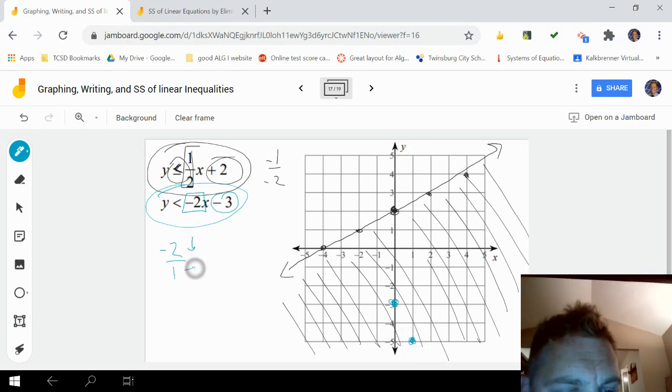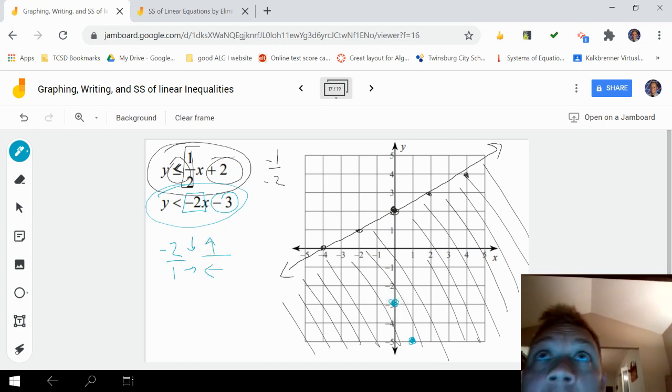So now I'm going to do the opposite. I'm going to go up and I'm going to go left. Go up 2, start at that first point, go up 2, left 1, up 2, left 1. There's the point of intersection. Up 2, left 1, up 2, left 1. That point of intersection is not that important because these are inequalities.